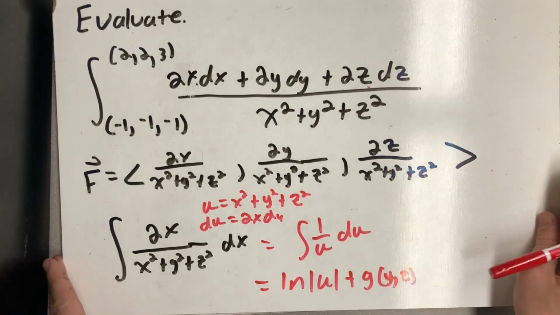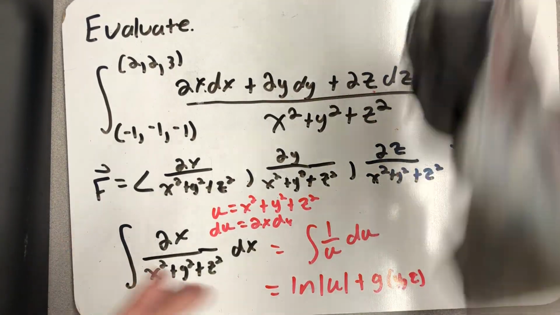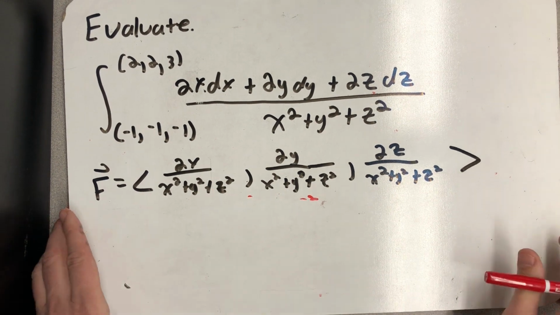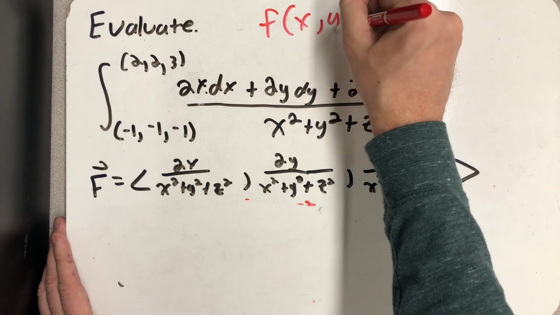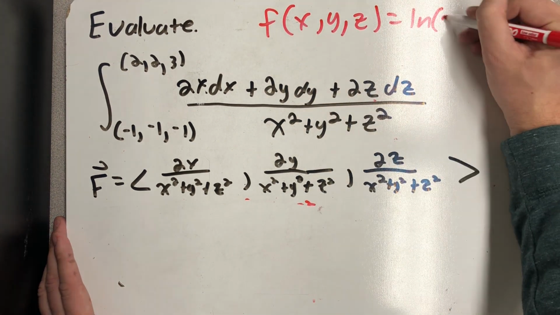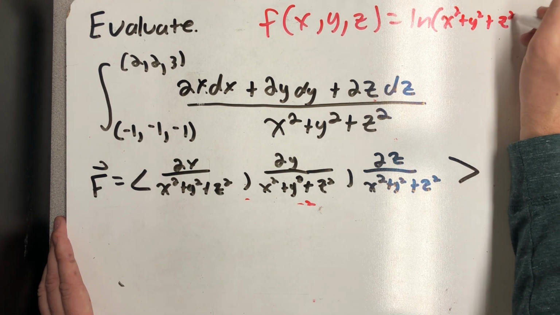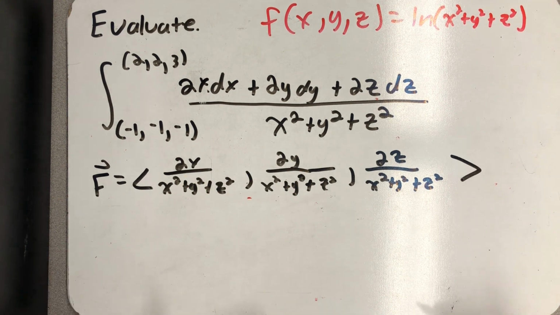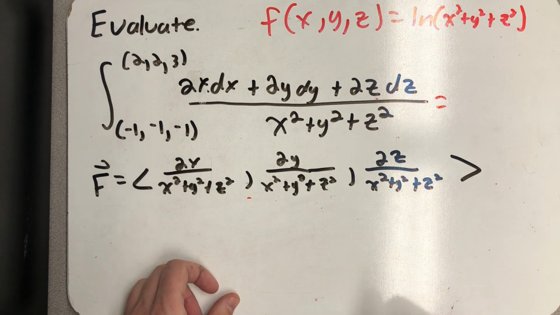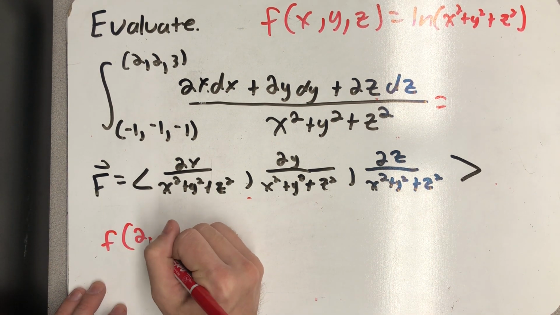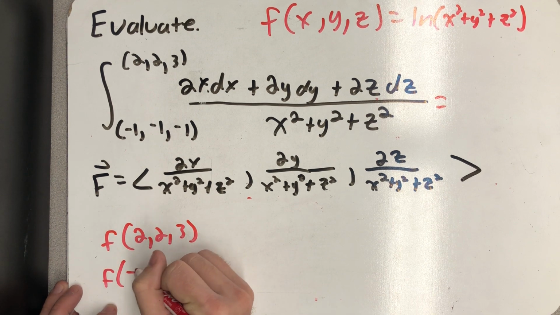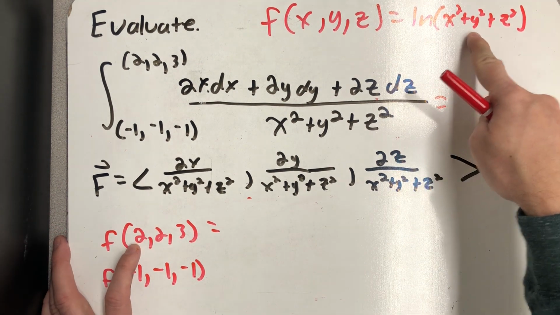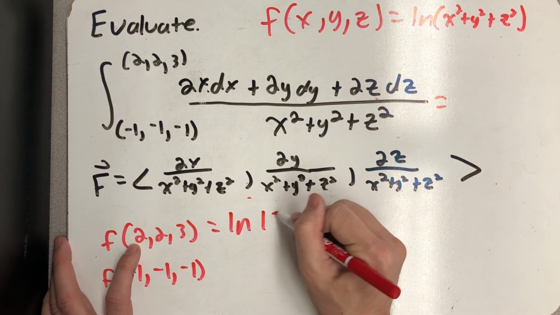All right, so what do we know now? Well, we did all of this work so that we could write down a potential function for that vector field. And that potential function was f of x, y, z is equal to the natural log of x squared plus y squared plus z squared. Well, now I can evaluate this path integral just using the fundamental theorem of line integrals. I need to know f of 2, 2, 3 and f of minus 1, minus 1, minus 1. Well, that's going to be 4 plus 4 is 8 plus 9. That's the natural log of 17.